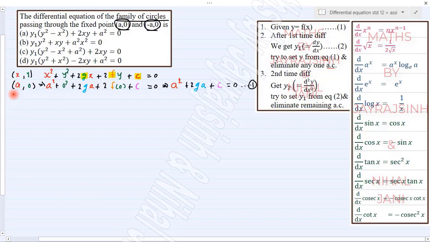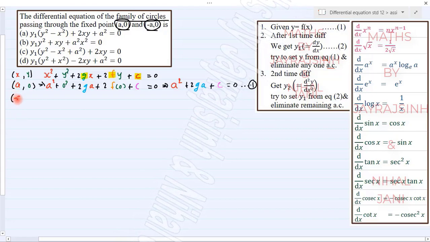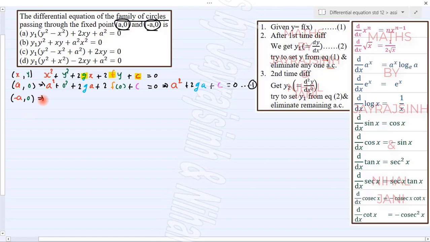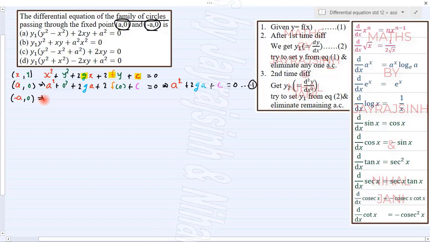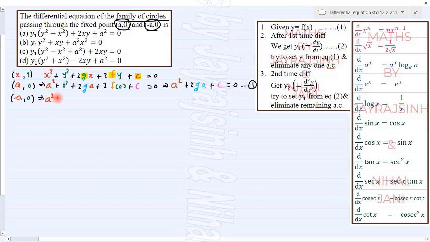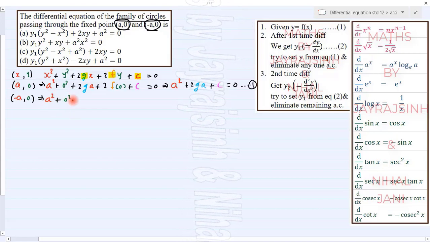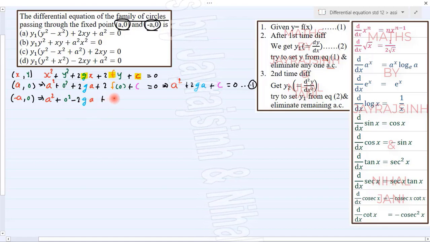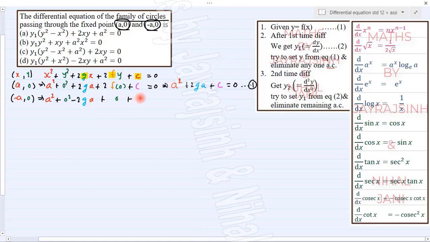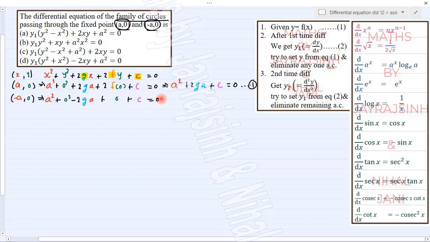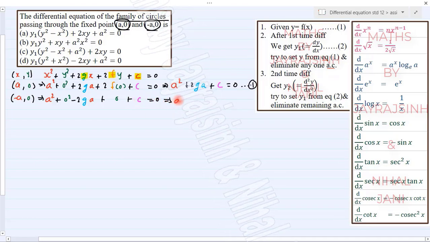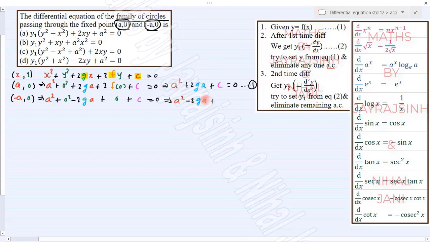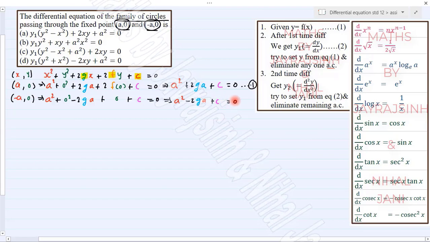Now, it is also passing through minus a comma 0. So, it also satisfies our equation. So, our equation will become a square plus 0 square minus 2ga plus 0 plus c is equal to 0. So, here we'll get a square minus 2ga plus c is equal to 0.